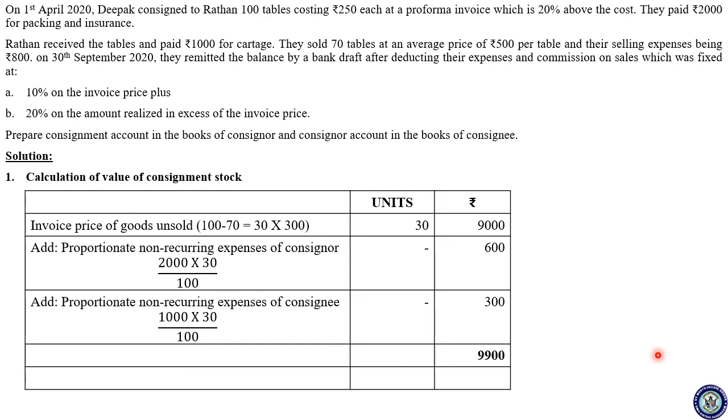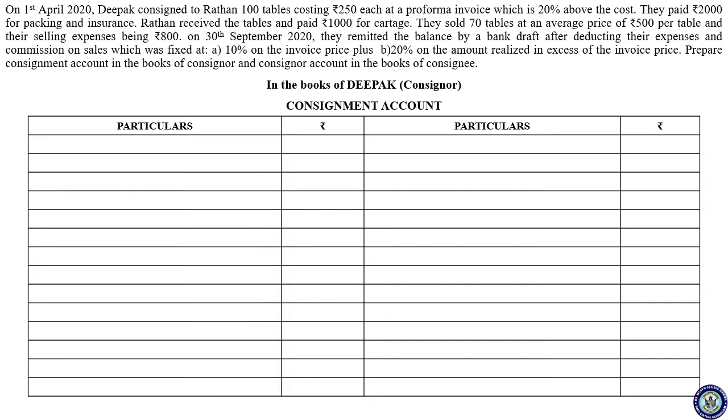So if you're done, then we'll move to the ledger accounts, that is the consignment account in the books of the consignor and the consignor's account in the books of the consignee. So in the books of Deepak, the consignor, you have to prepare the consignment account.